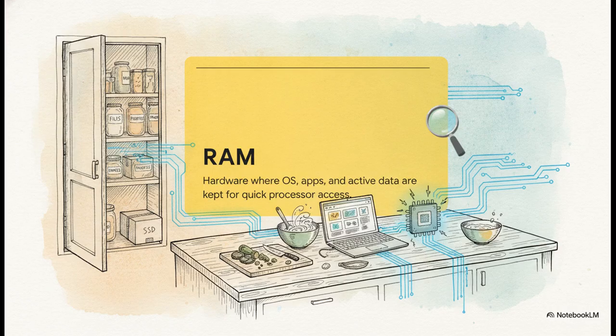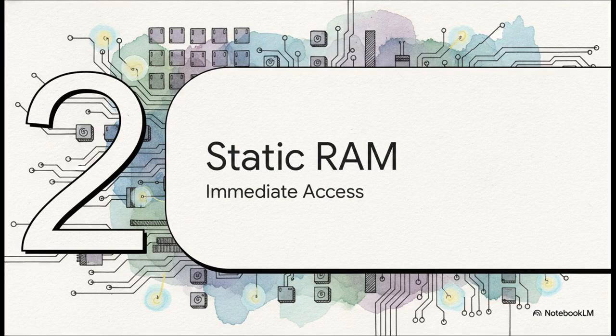If your computer were a kitchen, your SSD or hard drive is the pantry way down the hall. But the RAM is the countertop right in front of the chef. It's where all the active chopping, mixing, and cooking actually happens. But as we're about to see, not all countertop space is created equal. That perfectly tees up our first specific category of memory.